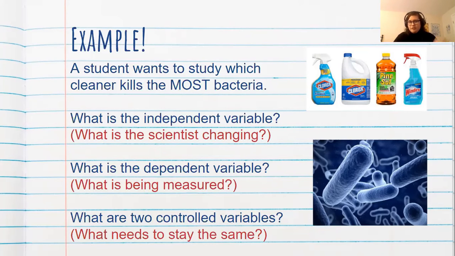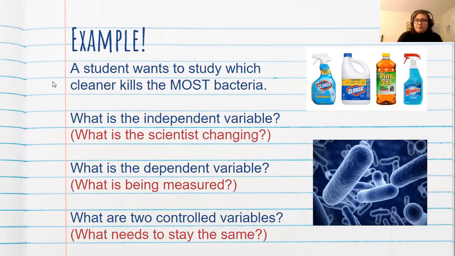The dependent variable is how many bacteria end up dying at the end, because he is using the different kinds of cleaners and then measuring how many bacteria die at the end. So the bacteria dead are the dependent variable. Some controlled variables that might exist for this experiment would be the type of surface that the cleaners are being used on, the number of bacteria that you start with, the amount of cleaner that you're using, or so on. There are many other different controlled variables that you could use because, again, you can have as many controlled variables as you want.